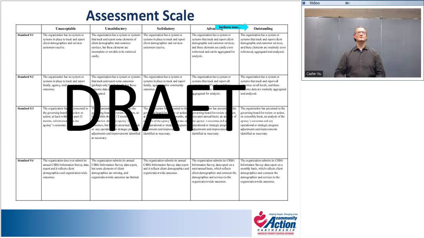So again, we're encouraging agencies to give themselves a rating on that 1 through 5 point scale. That helps you benchmark where you are. You can track your performance over the out years as you continue to monitor yourself against the standard. And it also helps you prioritize where you might want to do some extra thinking about ways to improve your operations and activities related to the standard.